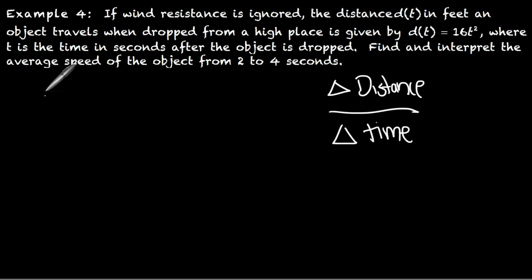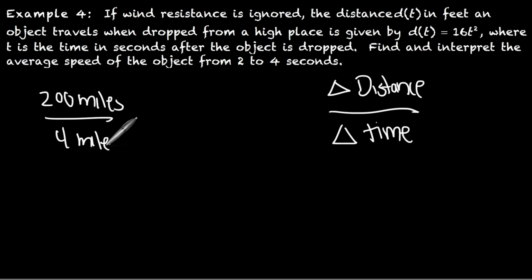So if I were to go from here to Houston and I would go 200 miles, that's my total difference in my distance. And let's say it took me 4 hours. Then that means my average speed was 50 miles per hour. I didn't go that fast the whole time, but that was my average. That's what we're going to do here.